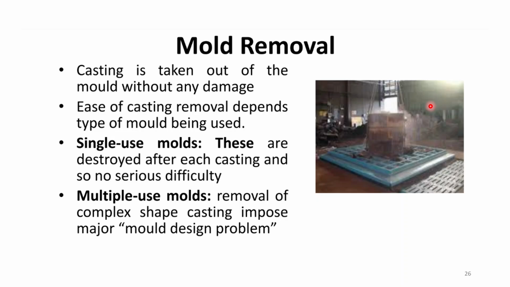Next step is mold removal. After solidification, you will be removing your casting from the mold. Certain molds are single use molds, so they will be destroyed after solidification, and certain molds are used multiple times. For example, graphite and metal molds are used multiple times, while sand molds are destroyed. The casting is taken out of the mold without any damage. This step is also called ejection.